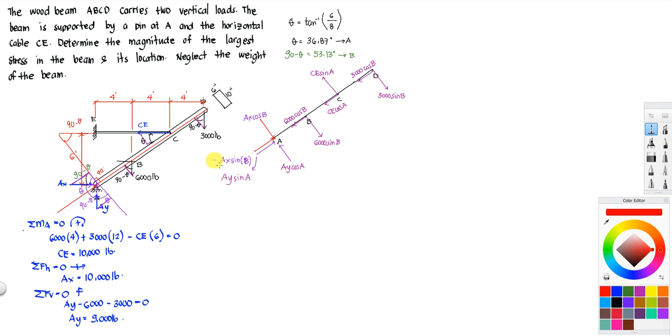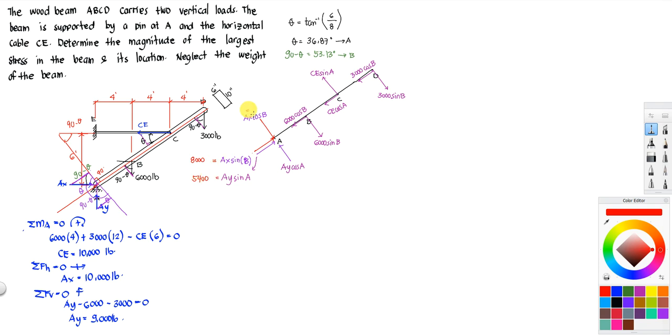Okay? So, ito, ano ba values nito? AX natin is 10,000 sine of B. So, that is 8,000. And this is AY. 9,000 sine of A. So, you can have it as 5,400.